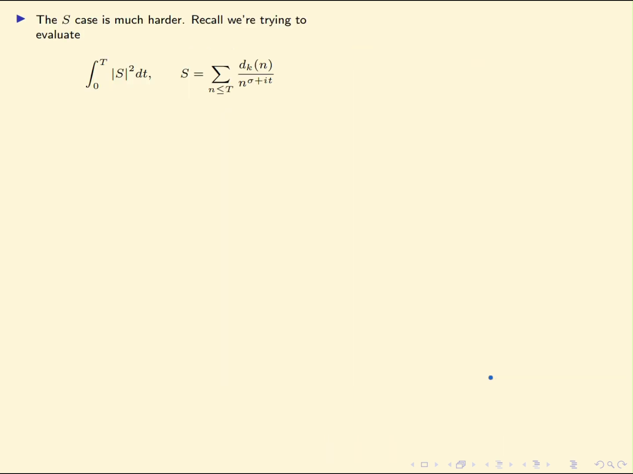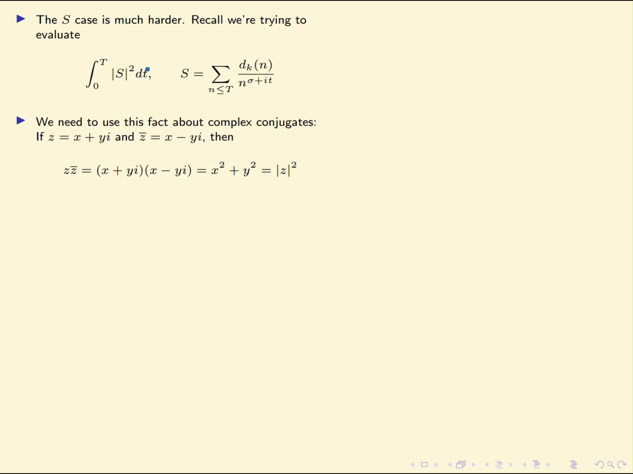Okay, so now we have to evaluate the s case. This is much, much harder. So we're trying to figure out the integral from 0 to t of s squared dt, where this is s. And we're going to use a fact about complex numbers, and in particular, complex conjugates.